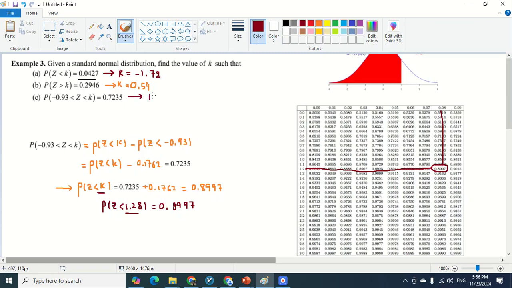So at the last section of this question, the k can be calculated as 1.28. Let us take a look at another question with more complicated cases.